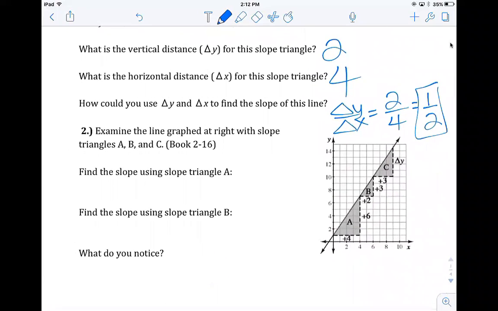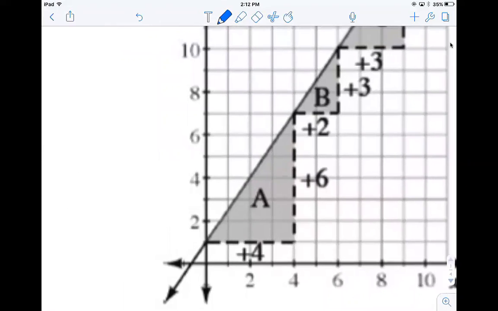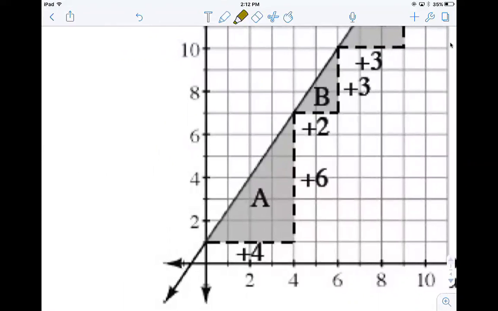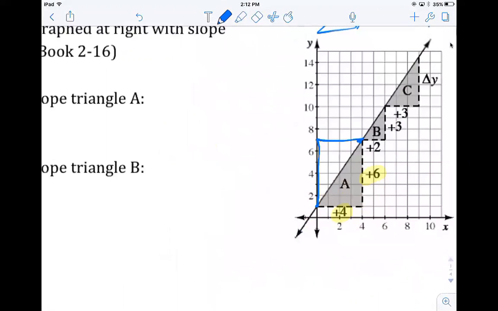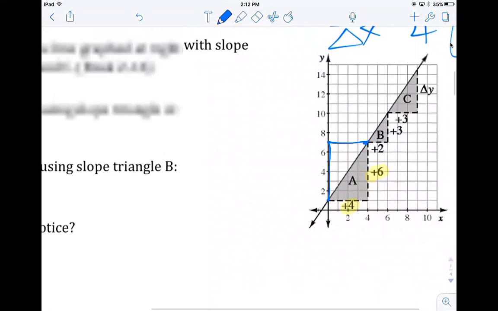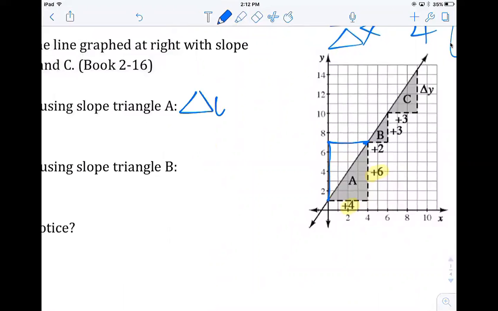For problem 2, we are going to examine the slope triangles in the picture. We're going to find the slope using slope triangle A. Again, they give you the 2 pieces here. I'm going to do my slope triangle above the line. It's still going to be the same result. I'm going to go up 6 blocks and over 4. So my change in Y over change in X is 6 over 4.